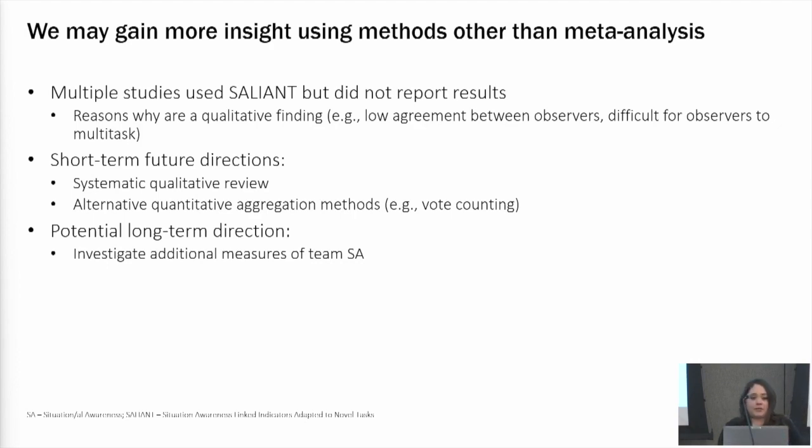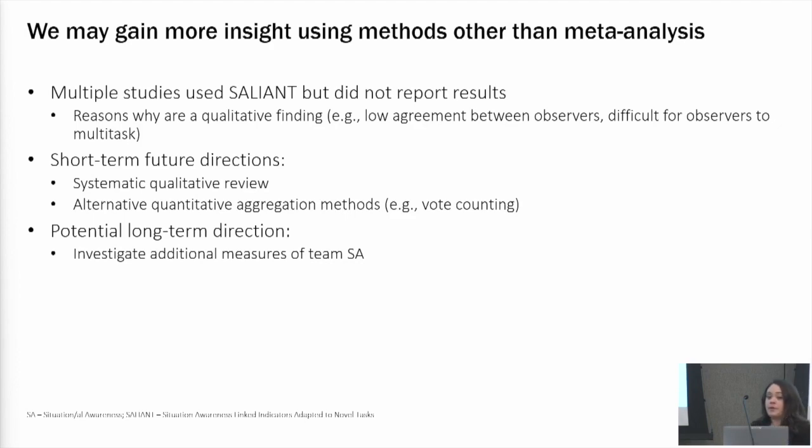I mentioned we had some anecdotal evidence. We had many studies, more than 6, much more impressive, that tested SALIANT but did not report any statistical results. Because we were looking at this quantitatively, we couldn't include those here. It could be that if we used a different aggregation method to look at those in a qualitative way, we would have found some different result. We intend to do that in the short term as far as future directions go.